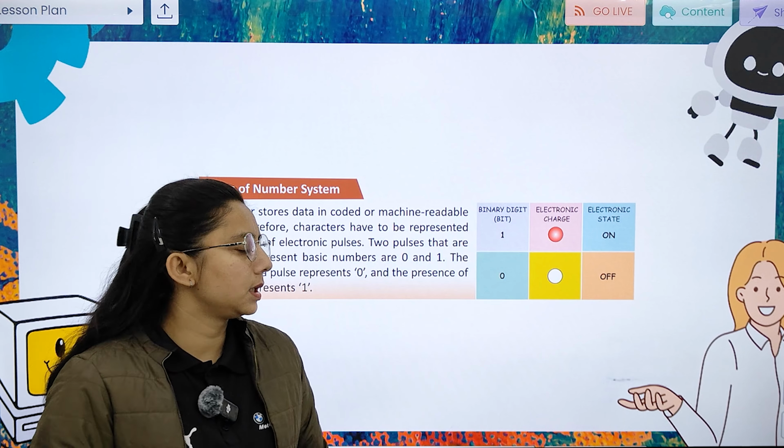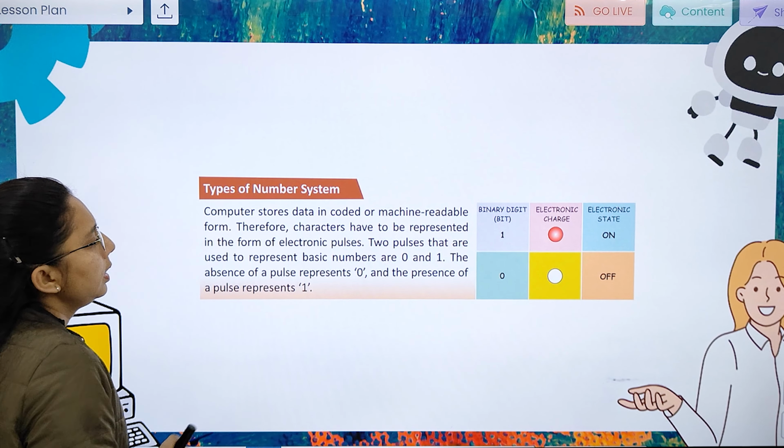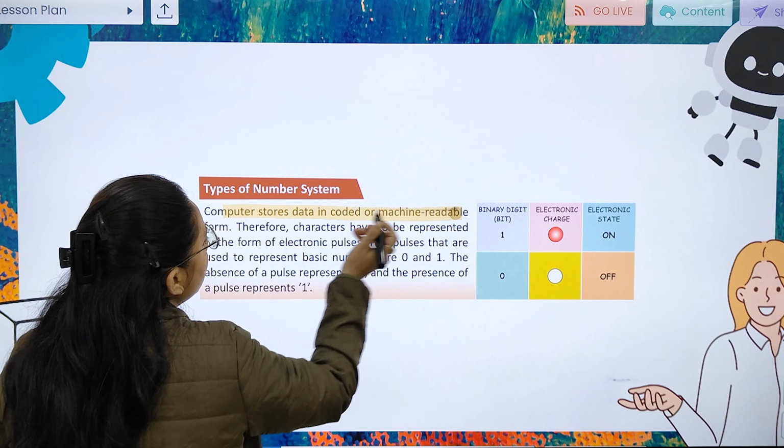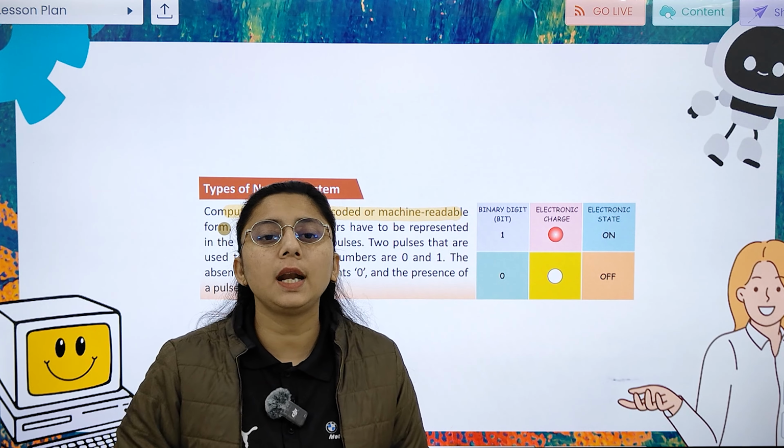Now, types of number system. We have two binary units, 0 and 1. Now the computer stores data in coded or machine readable form. How? Your computer stores data in a machine readable form.